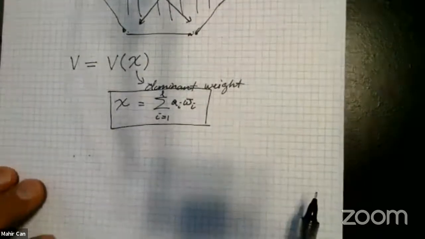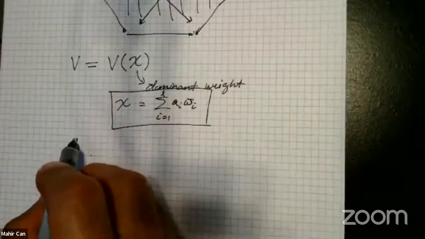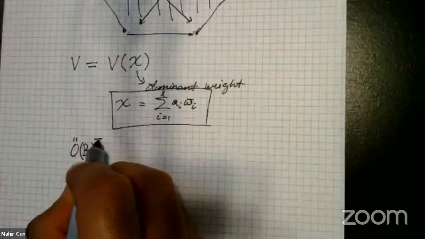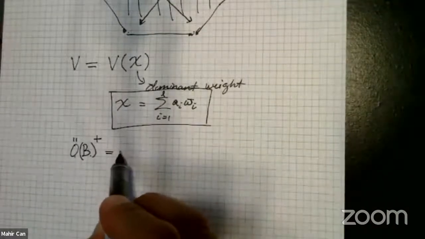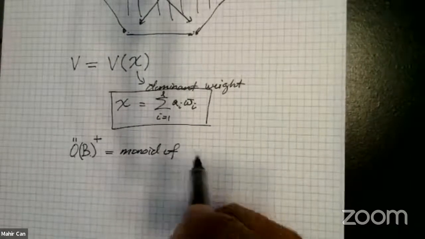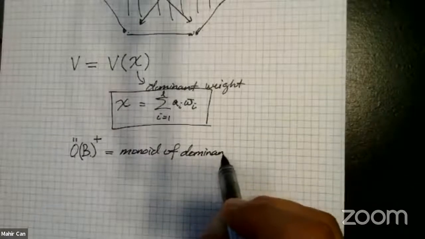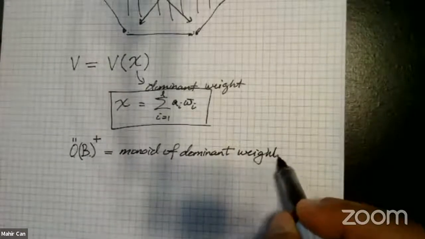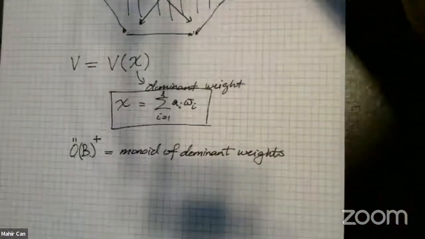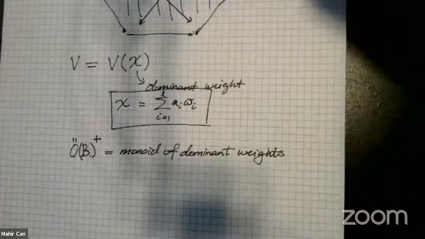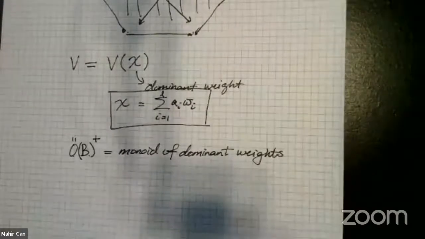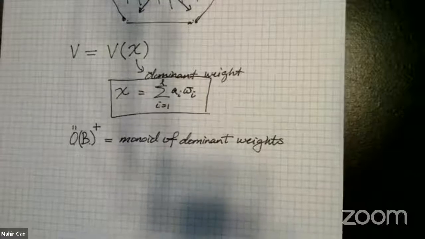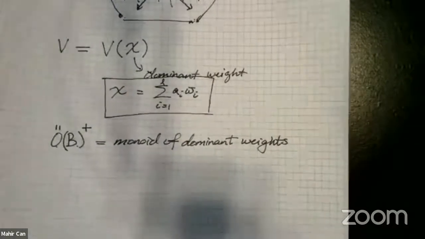So I guess I should introduce new notation. I'm going to denote all of these dominant weights, in other words, weights that appear in here, by Λ+. So this is the monoid of dominant weights. Right, because this is a cone, this region. It's a semigroup, but I'm including the origin too, so it becomes a monoid.